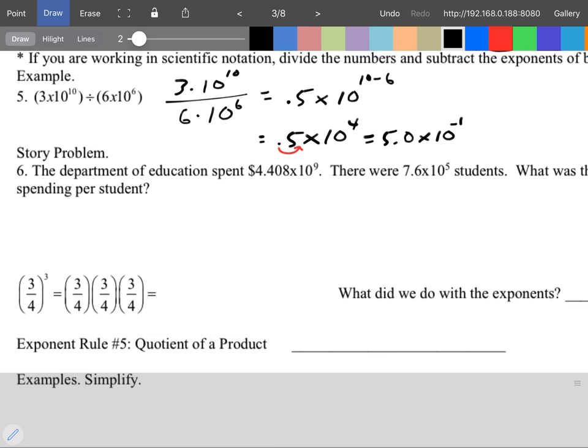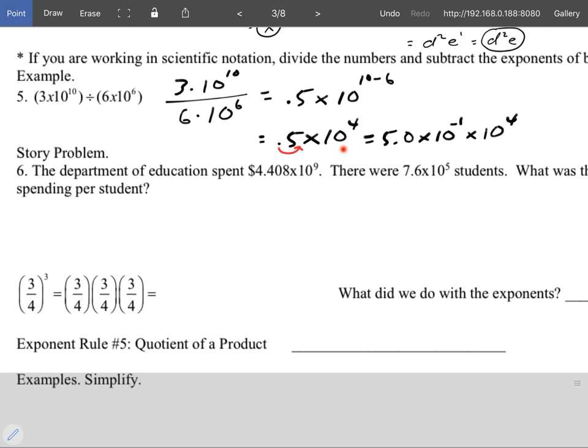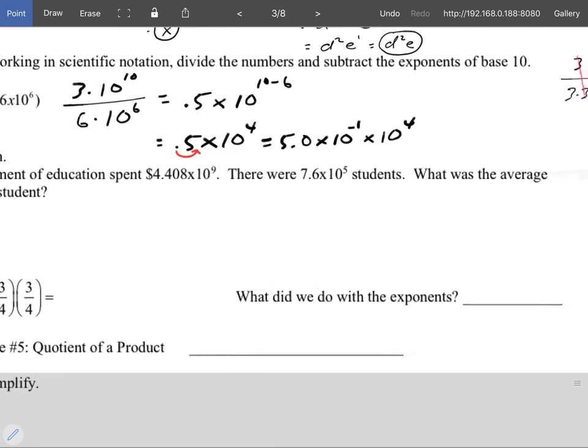All right? When I move the decimal point 1 place to the right, it's going to be times 10 to the negative 1 power. It's a negative power because I move the decimal to the right. But then that's still times 10 to the 4th. We still had times 10 to the 4th right here.